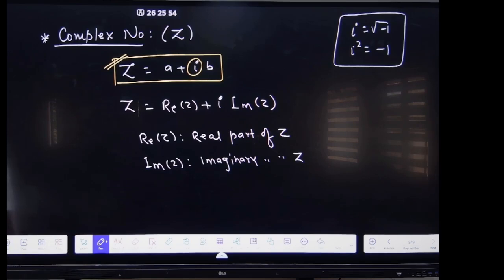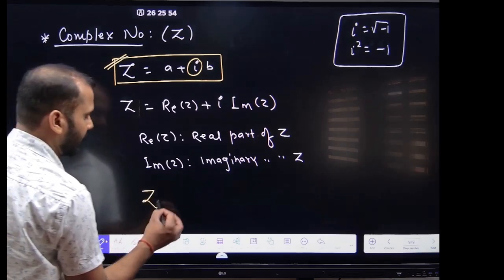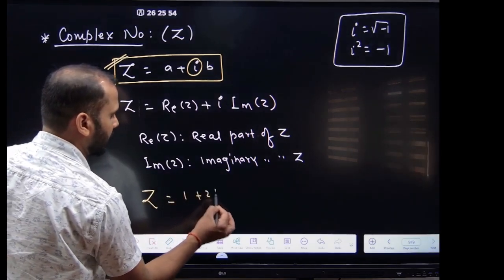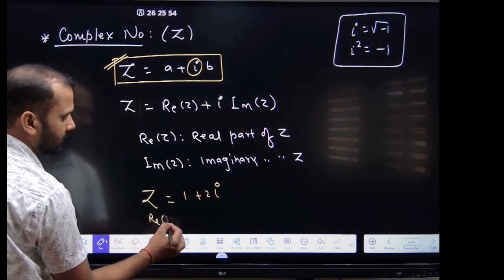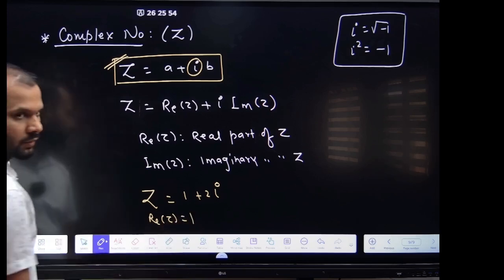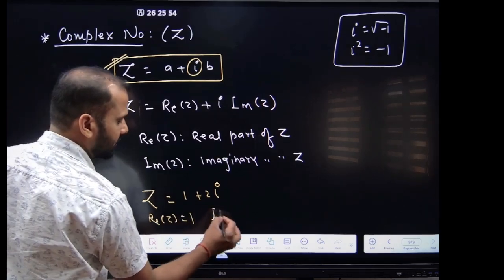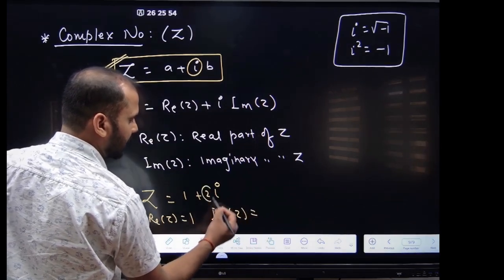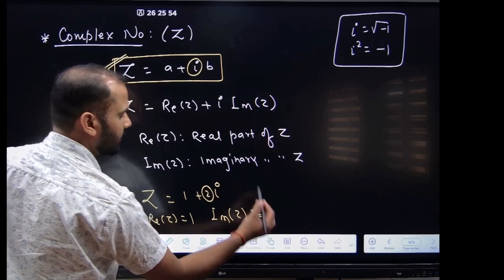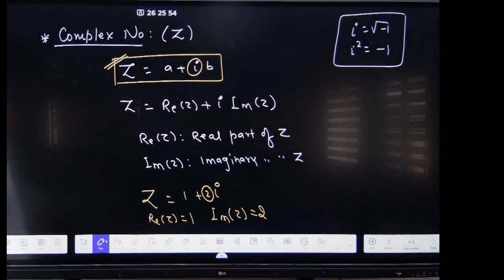Is it clear? Understood? So let it be Z equal to 1 plus 2 iota. What is the real part of the complex number? Re of Z is called the real part. How much is it? 1. What is Im of Z? Im means the imaginary part of Z. The term associated with iota is called the imaginary part. Is it clear? Any confusion here?